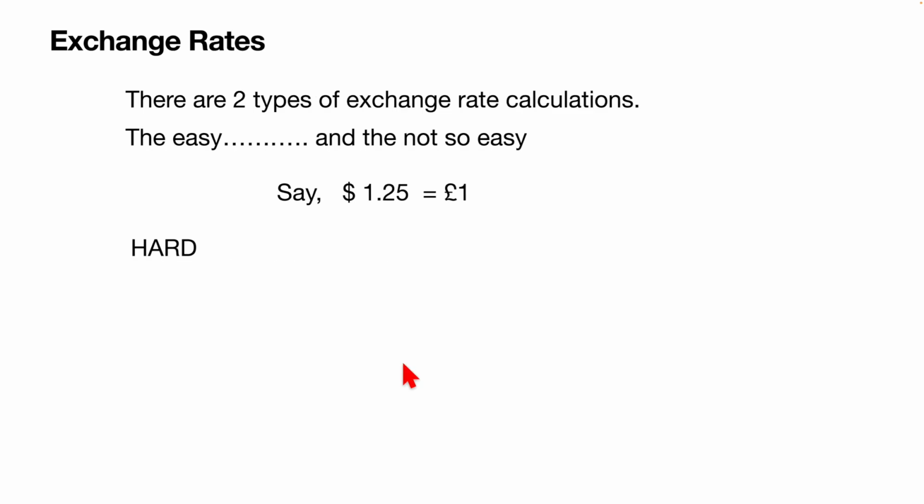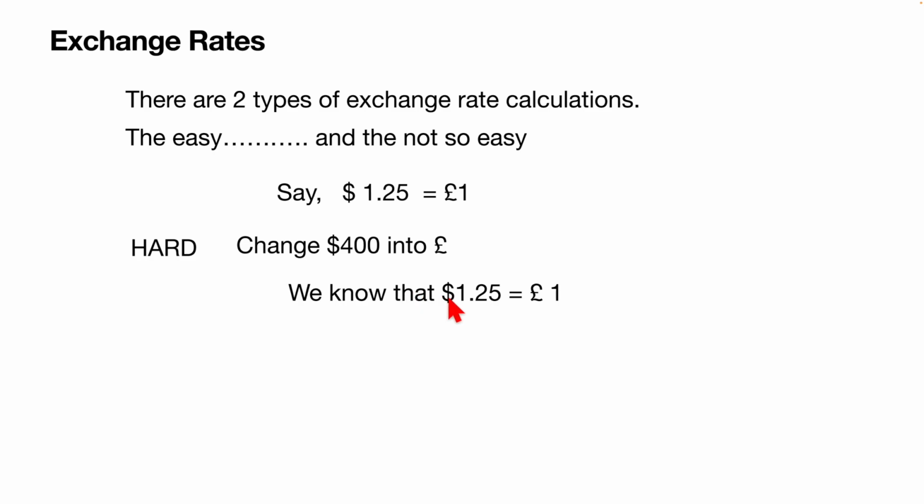Let's have a look at the hard ones. Here I'm changing $400 into pounds. Right. Well, we know that $1.25 is equal to a pound, but this is not something I can just multiply by 400 to get $400. I want to find out the value of $1. So I divide all of this by 1.25. So that gives me that $1 is equal to 1 over 1.25 pounds. I've divided both sides by 1.25.